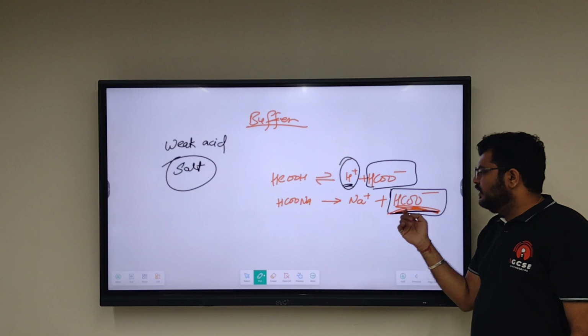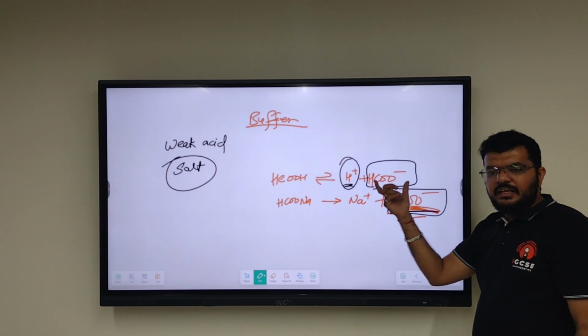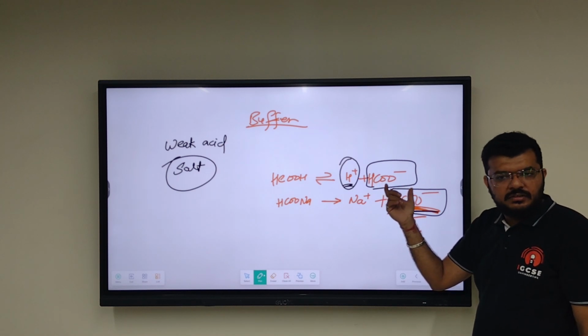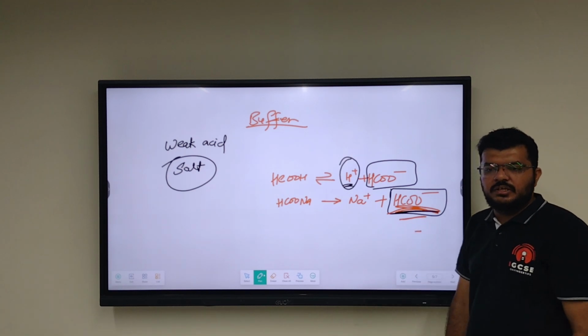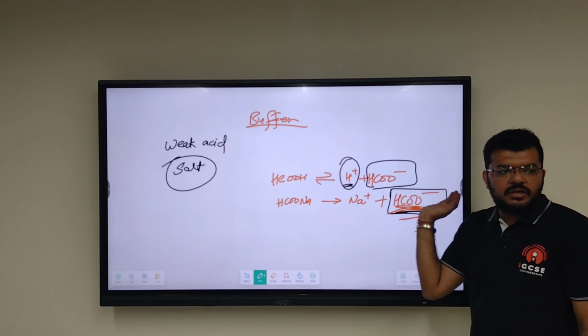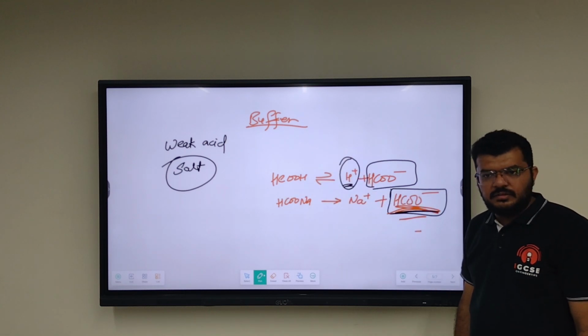But what will happen? This second reaction gives a very large supply of this anion. So even if you add an acid, the reaction can stay on that side. It does not go back. Right?